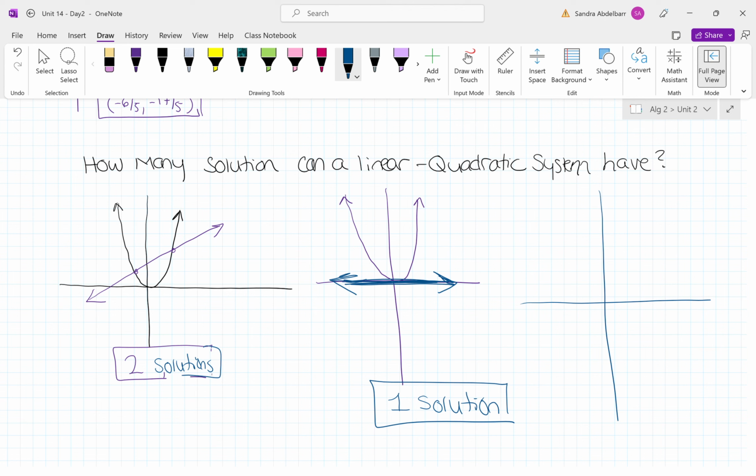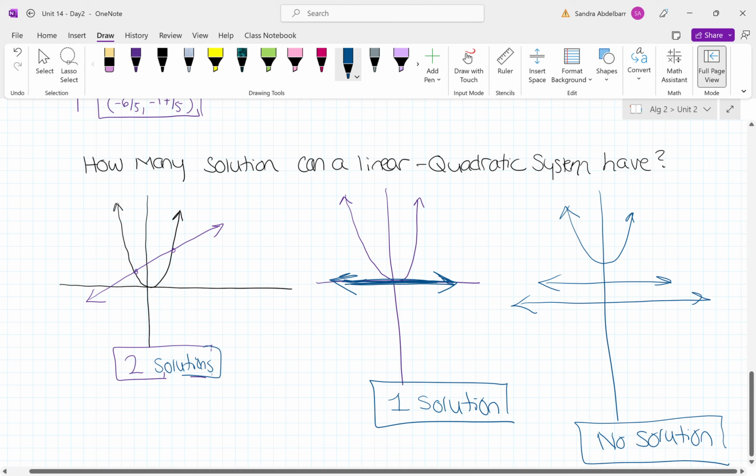Can you have 0 solutions, do you think? Yeah, absolutely. Wouldn't that be like a 0 solution? Or this is a no solution. So how many solutions can a linear quadratic system have? At most 2.